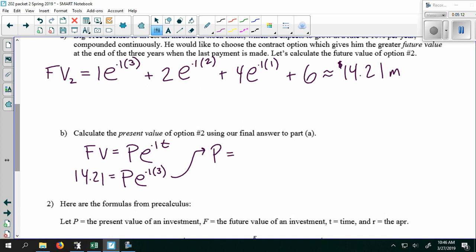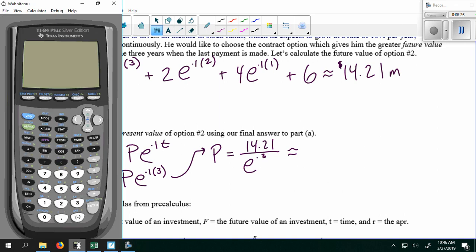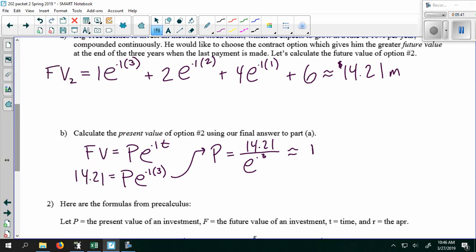So P is going to be 14.21 million divided by e to the 0.3. Anybody have it? I'll pull up my calculator. 14.21 divided by e to the 0.3. So we get 10.53.